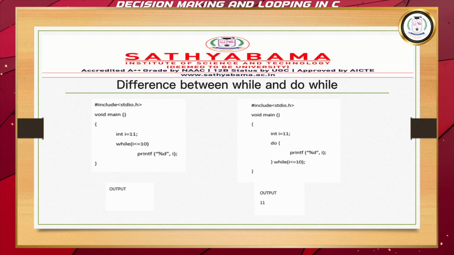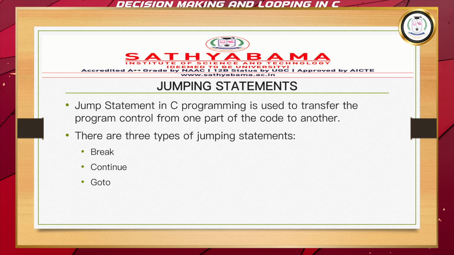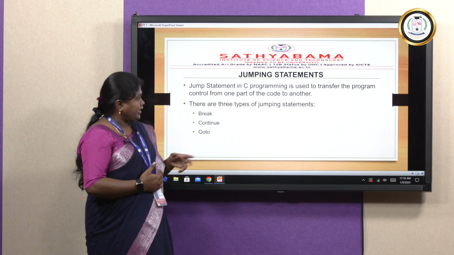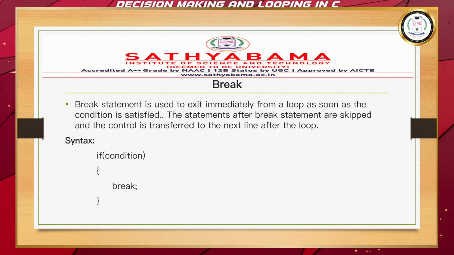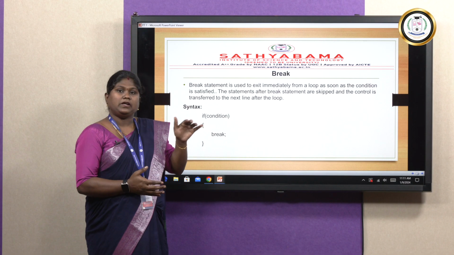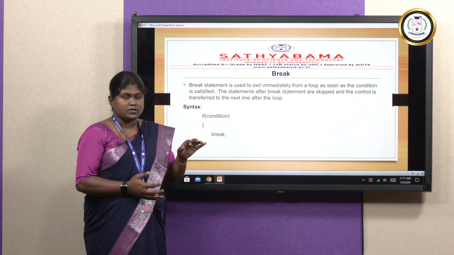So with this, the looping statements are done, and next we will go for jumping statements. Jumping statements are essential to transfer the control of the program here and there. We have three types of jumping statements: break, continue, and goto. First we will discuss break. See, this break statement will be used in a block. Whenever the break statement is encountered, that particular block will be forcefully terminated.